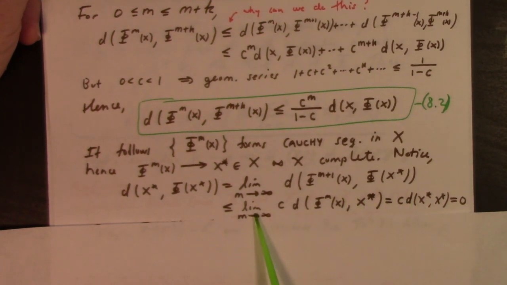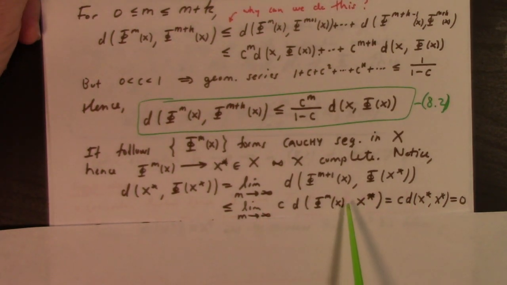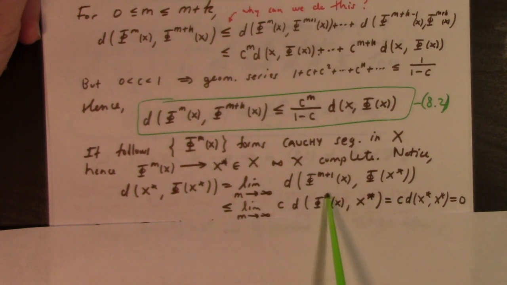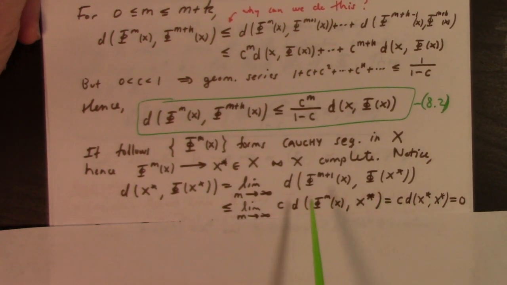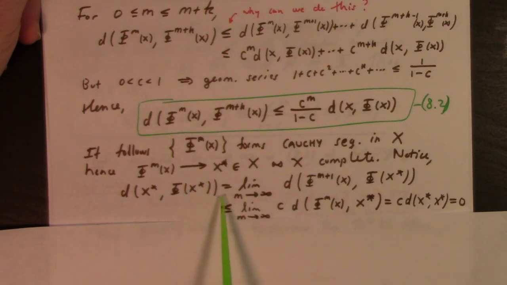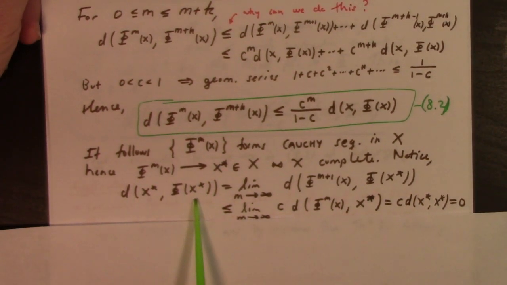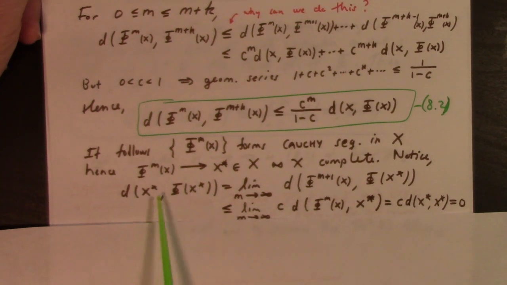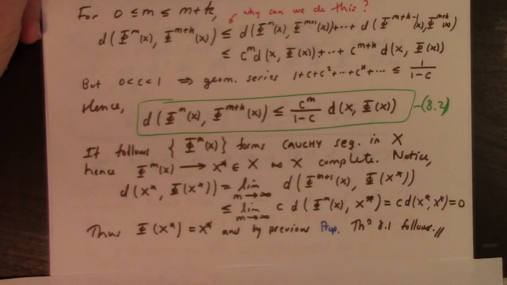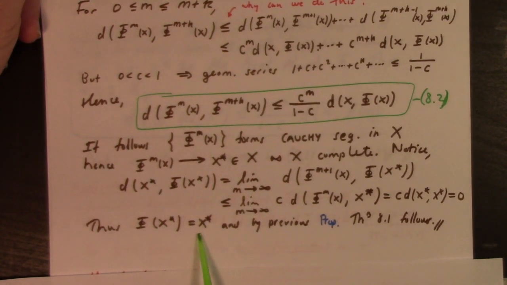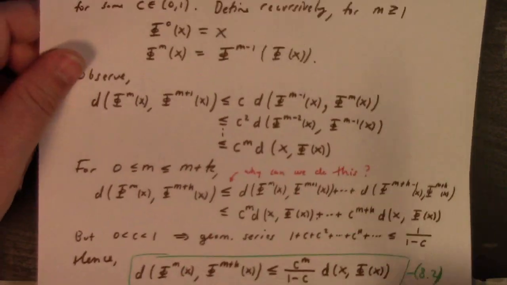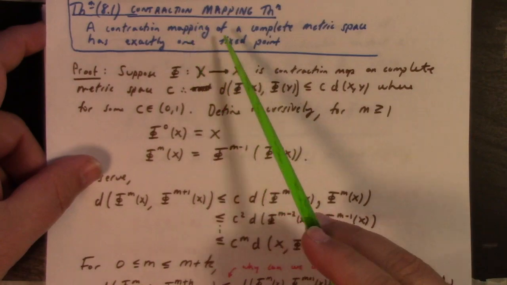Anyway, as m goes to infinity, this goes to x star, and then we have c times the distance from x star to x star, which of course is 0. But if this is less than or equal to 0, that implies that it is equal to 0, because distance is not negative. Which is to say that x star is equal to φ(x star), which is to say that x star, the limit point, is in fact the fixed point we were looking for. And then by our previous proposition, we know that it's unique. So in summary, a contraction mapping of a complete metric space has exactly one fixed point.